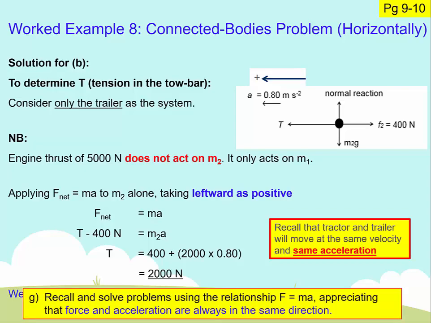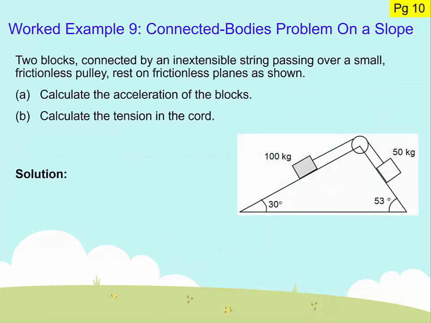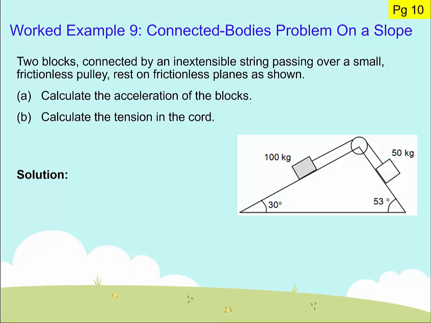Okay, so this is the learning outcome. Let's look at the last example for this chapter. Okay, in this example, we have two blocks connected by an inextensible string. So inextensible string means that the length of the string remains the same, right? And in this case, it's a frictionless pulley, so here there is no friction. And the planes are also frictionless.